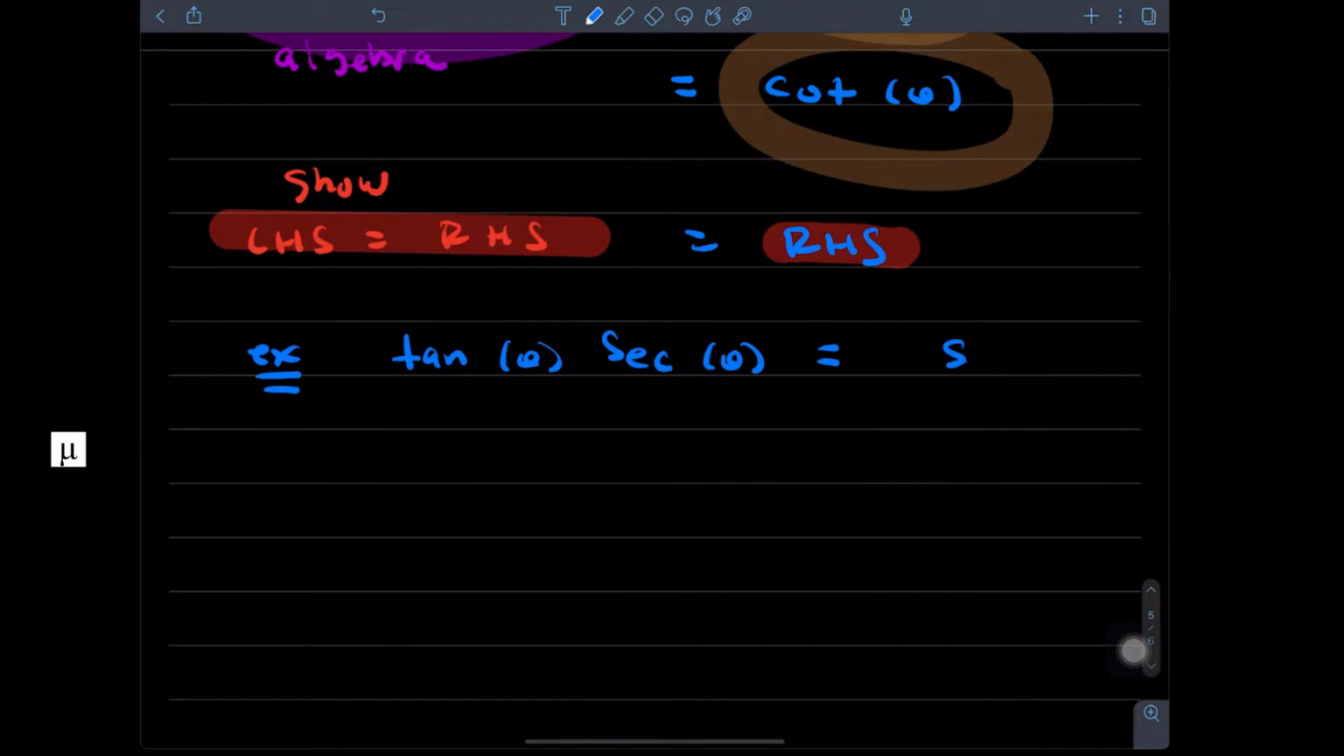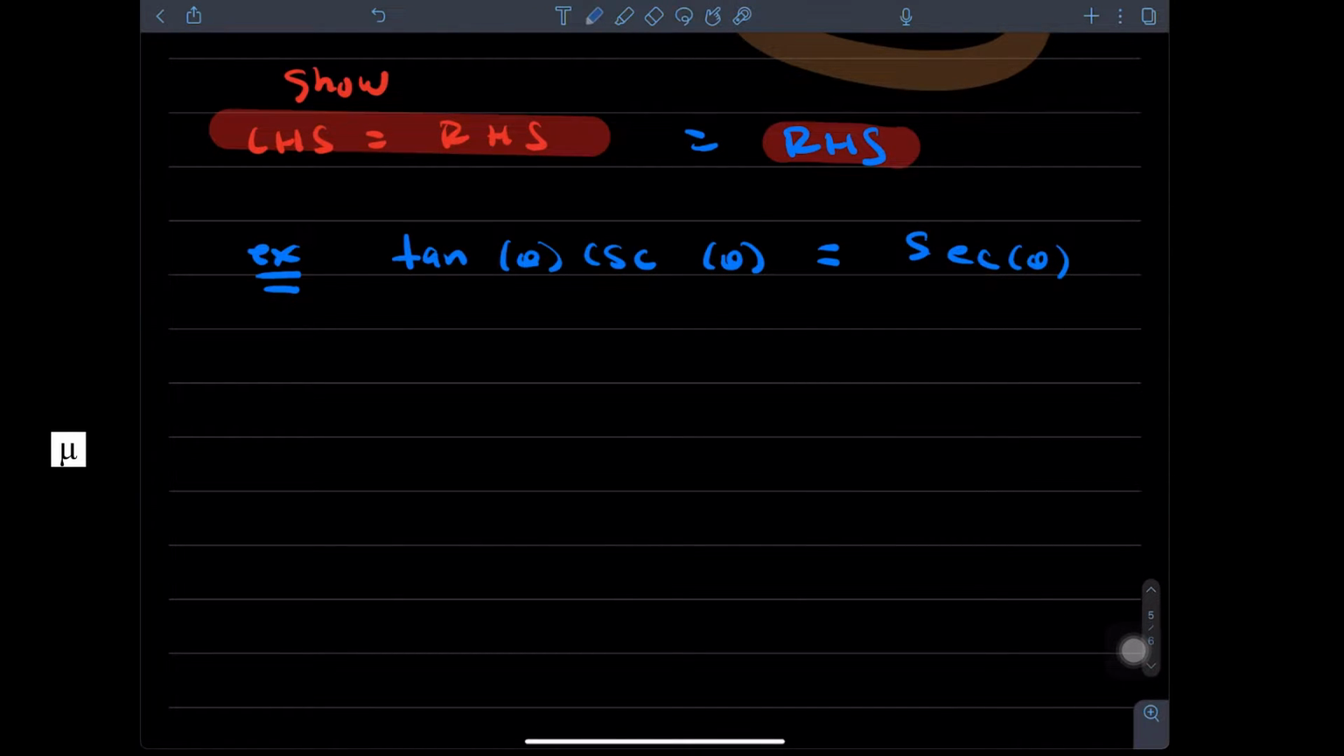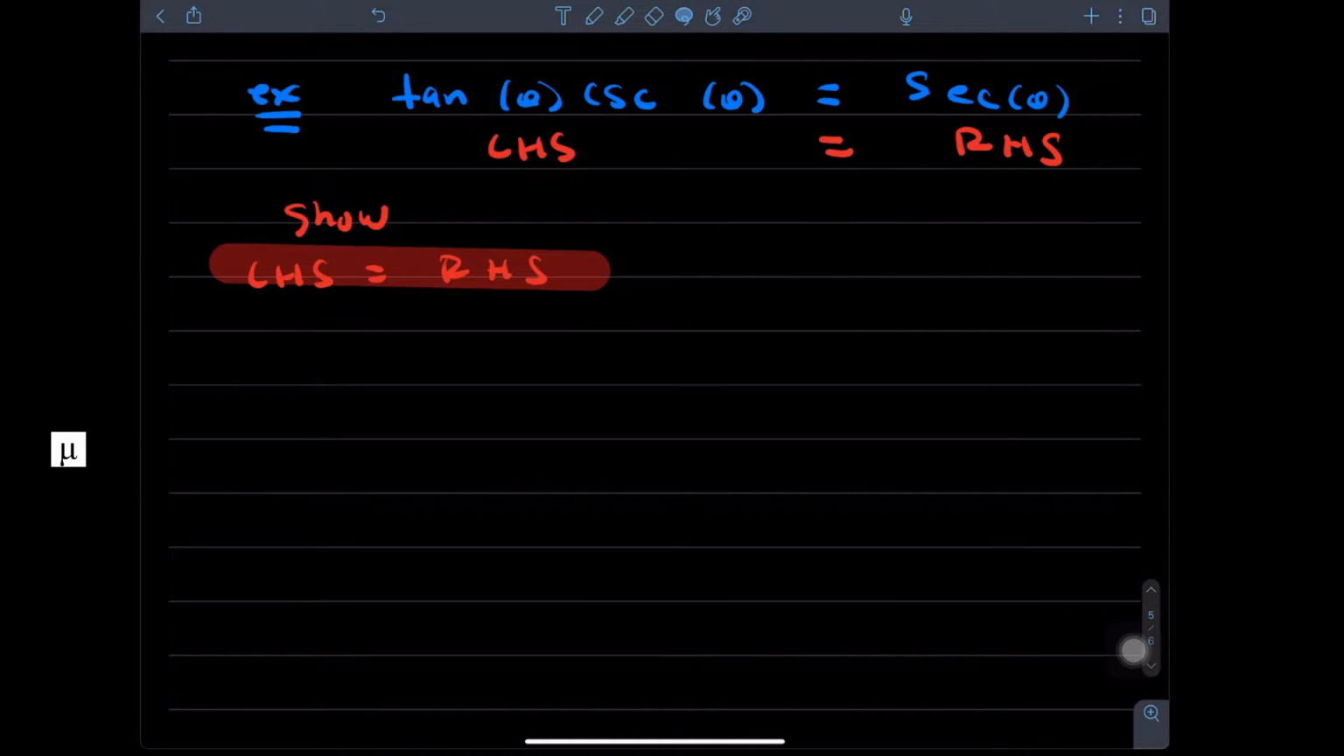I'm going to show this. Tangent times cosecant equals what? Secant. Okay. And again, we could label this. The left-hand side equals the what? Right-hand side. And the whole idea is to do what? Show your left-hand side equals the right-hand side. Okay?